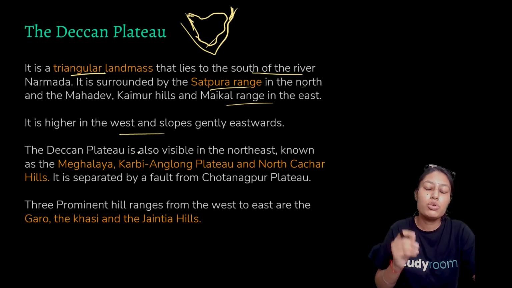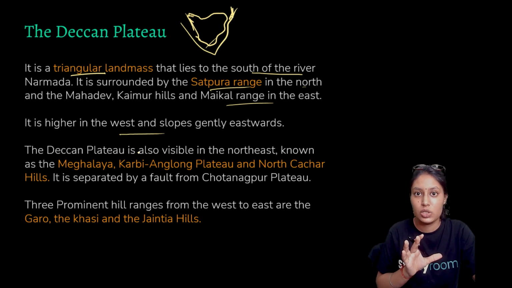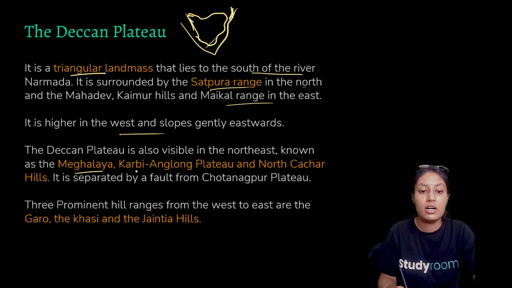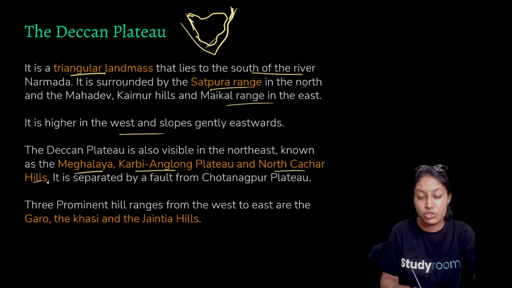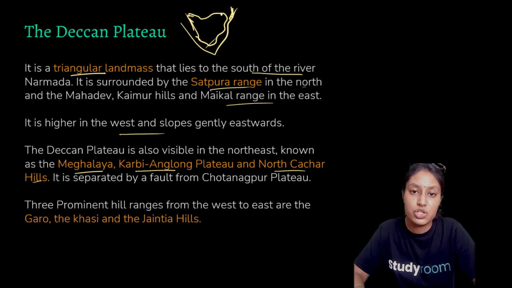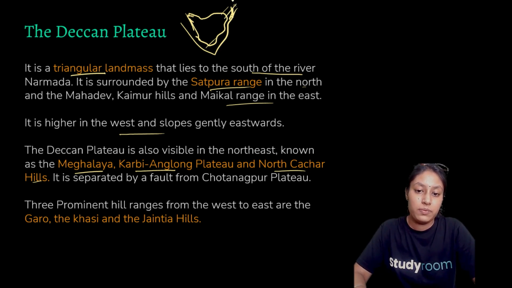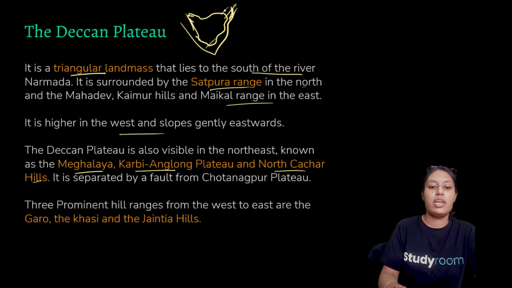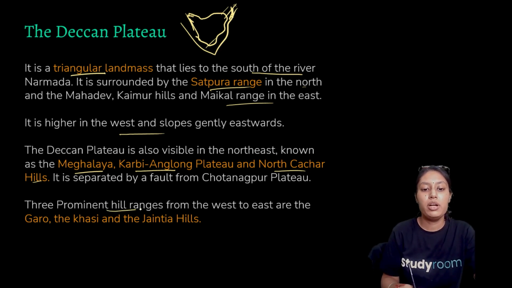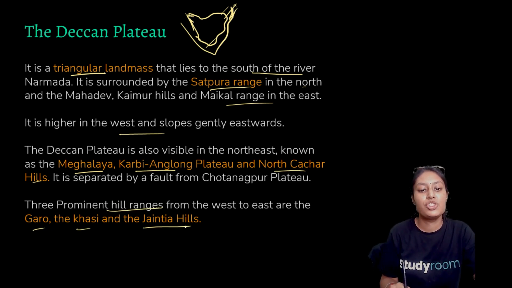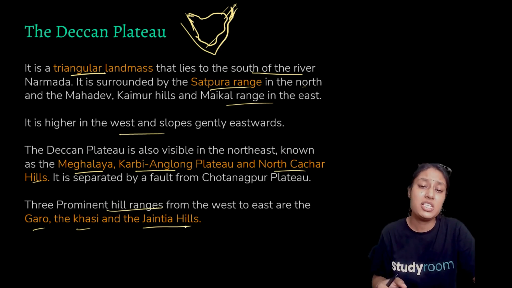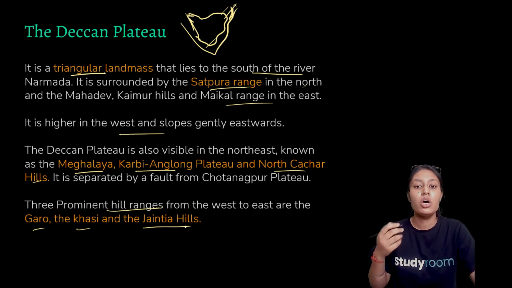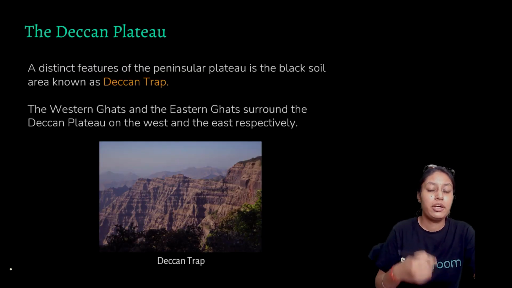The Deccan Plateau is most visible in the northeast, okay, where it is known as the Meghalaya, Karbi Anglong Plateau, and the northern Cachar Hills. Okay, so the Chota Nagpur region is also there. Yes, so on the eastern side the ranges are very visible. The three prominent ranges from west to east are the Garo, Khasi, and Jaintia hills. These are names of various hills which you can only understand by placing them on maps. So I hope you will do that because it's very interesting.